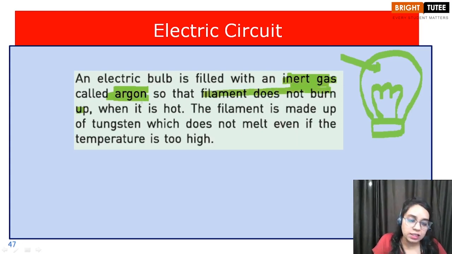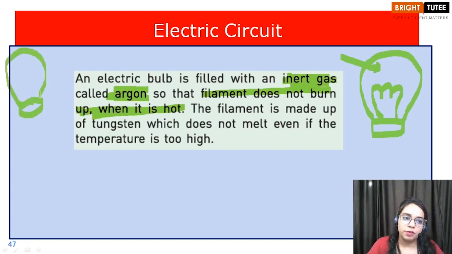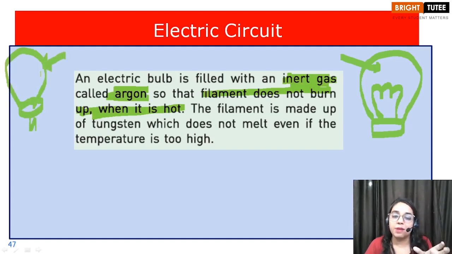So children, in the coming classes you will get to know that whenever there is the flow of current, heat is also generated, right? And how can you feel it? You can light a bulb for a few minutes and then switch it off. Now try to touch this bulb. You will feel that it has become a little hot, right? So it is because of the electric current. So children, whenever the current flows, heat is produced.